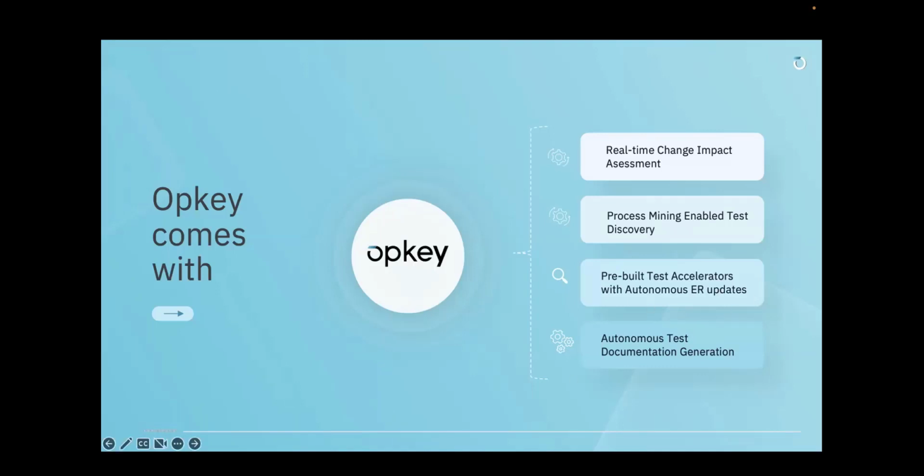Once the execution is done, you're able to generate the test documentation automatically again. Then you're able to link it with the integration platforms, test management platforms, and then you're able to just manage the whole thing either using the test management platform inside of Opkey or integrating it with Jira, Zephyr, or any other platform outside.